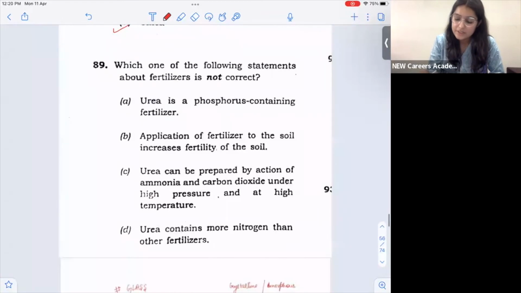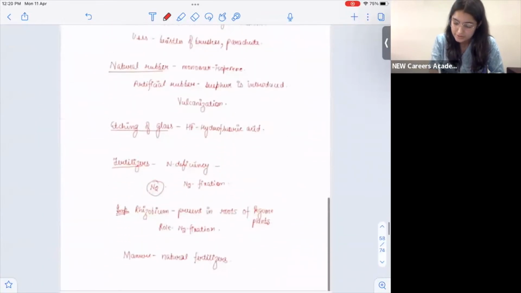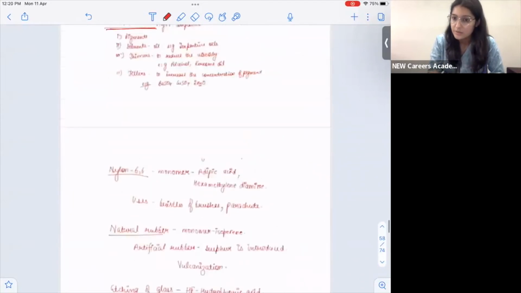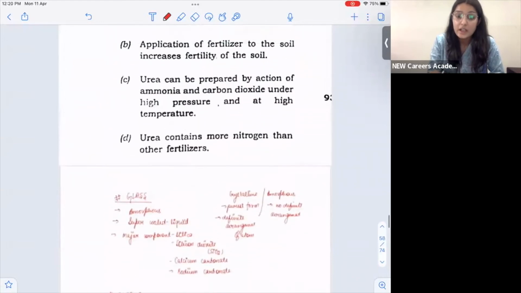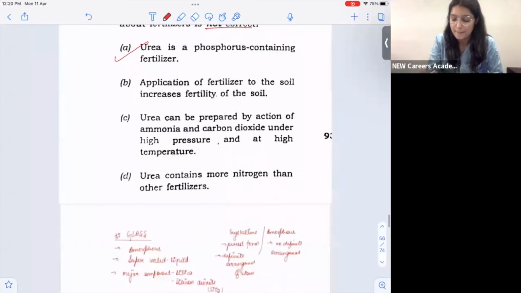Next, which one of the following statements about fertilizers is not correct? See, fertilizers. Plants mainly have nitrogen deficiency, so plants need to be provided with nitrogen in absorbable forms. So we use urea. Urea is a nitrogen-containing fertilizer, not a phosphorus-containing fertilizer. So option A is the not correct statement. Here they asked about not correct, so option A.